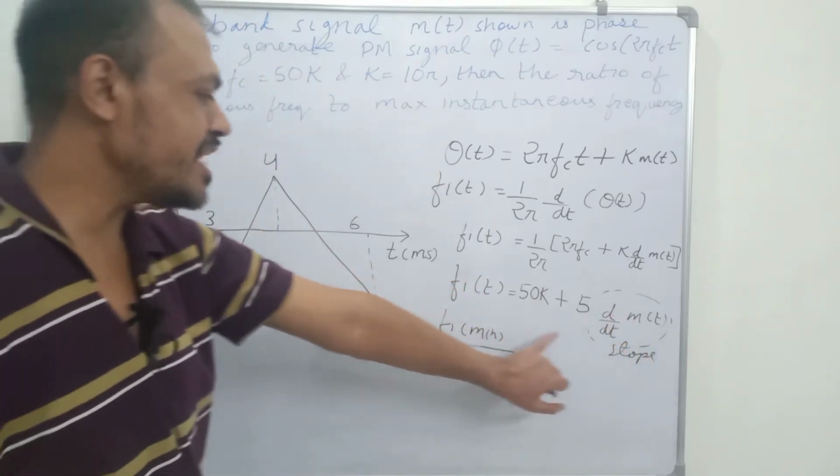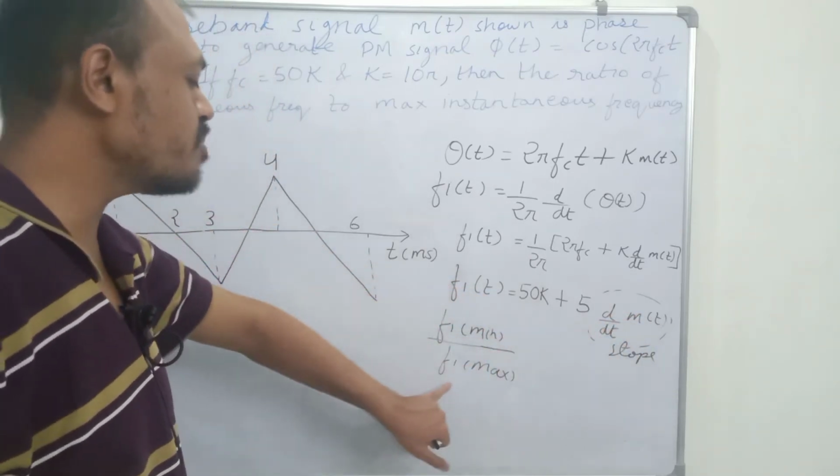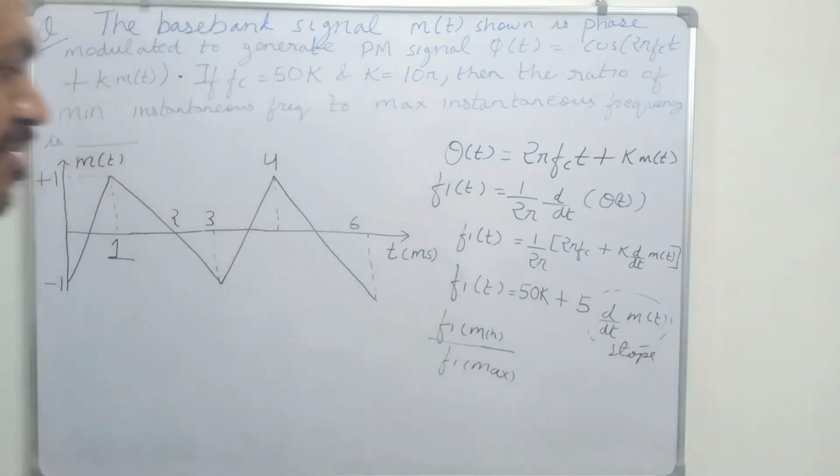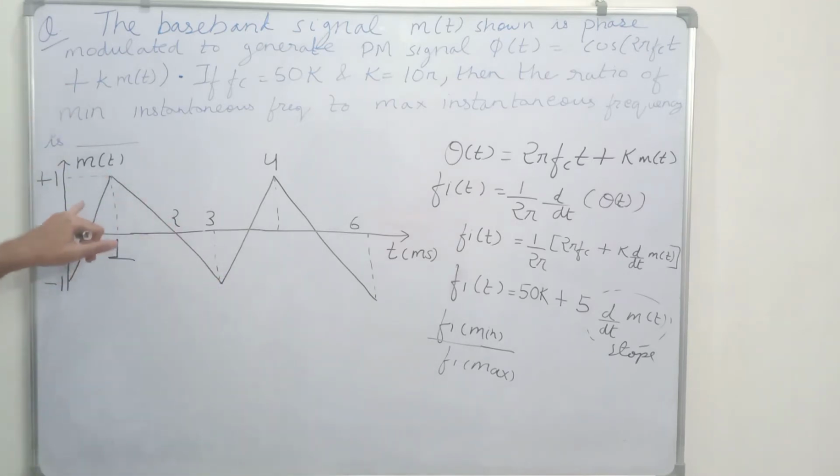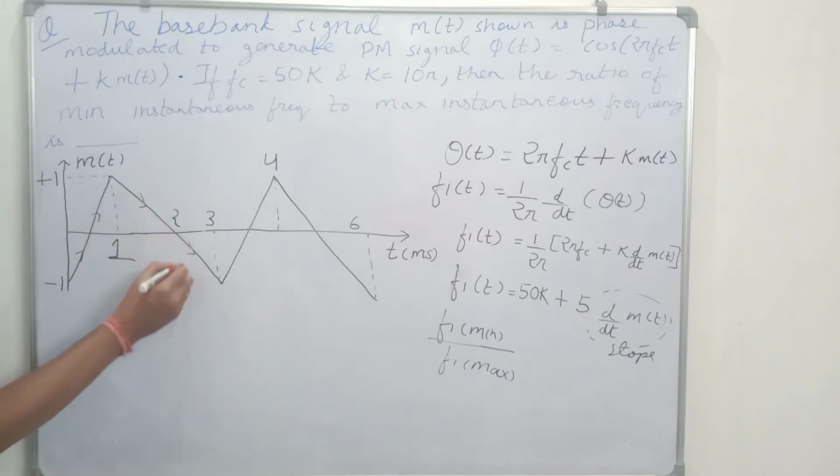So for fi minimum we have to find the minimum value of the slope, and for fi maximum we have to find the maximum value of the slope. So now these are the two straight lines which we are given. This is the first straight line, this is the second straight line. This is obviously a rising straight line, so this will give positive slope, and this is the downward falling straight line, so the straight line which is going down will give the negative slope.